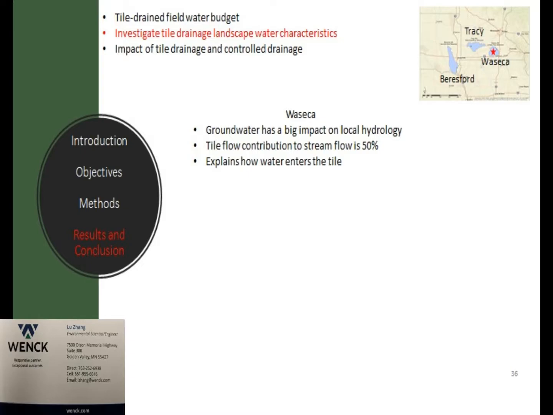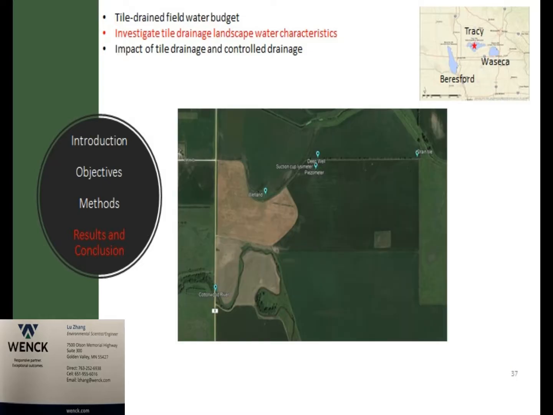To summarize, Wasika's data show that groundwater has a big impact on local hydrology, and tile flow contributes 50% of the stream flow, and the graph explains how water moves into the tile.